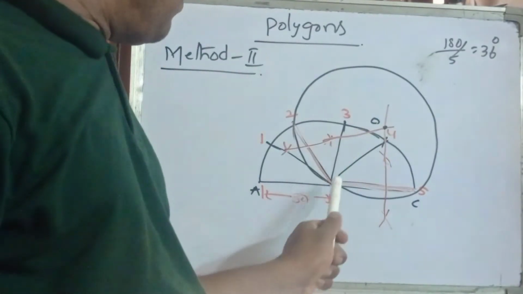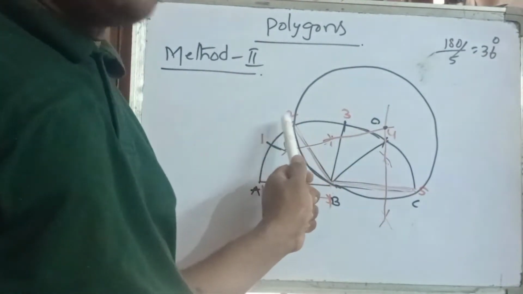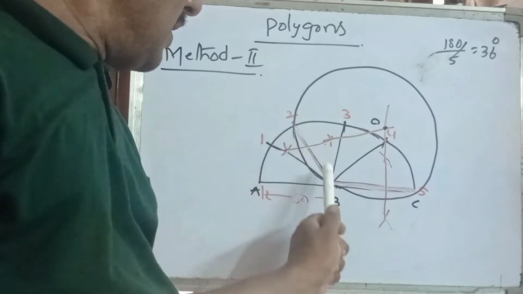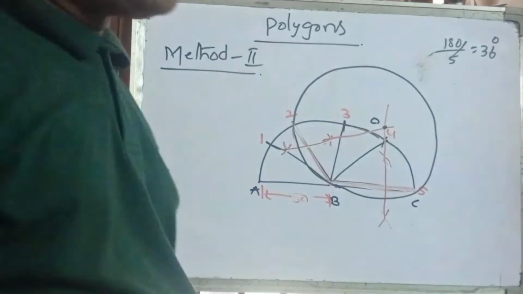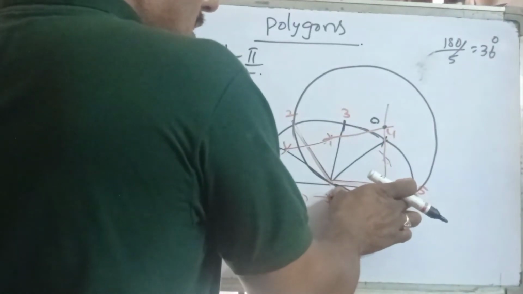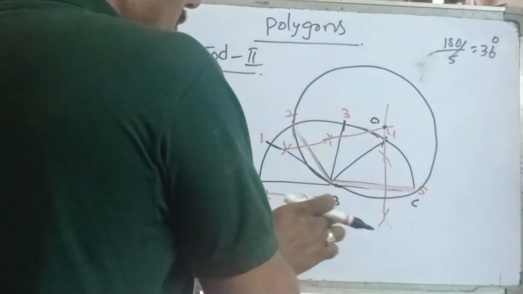Or you can take 0 to B, automatically these two sides coincide. Why? Because the distance from this point, these three points are equal. So like that you draw a circle. And now, already we know the two sides of the polygon, so take any one of the sides, 50 mm.